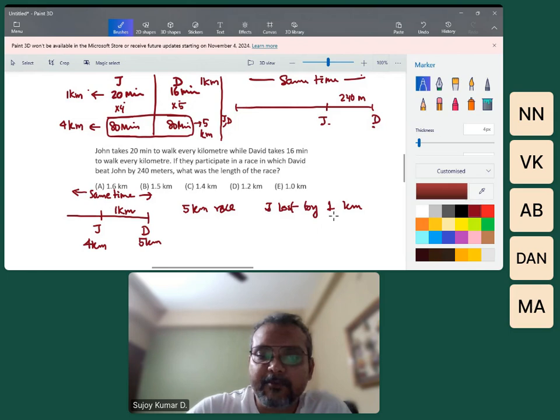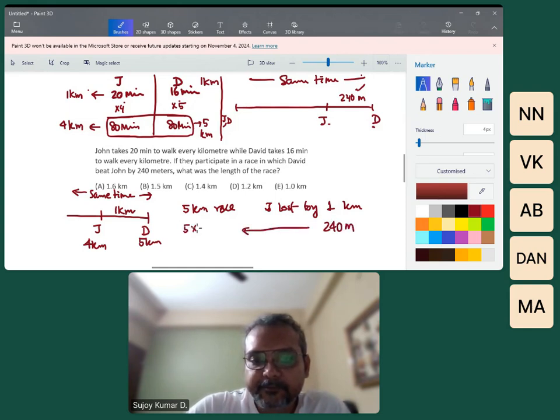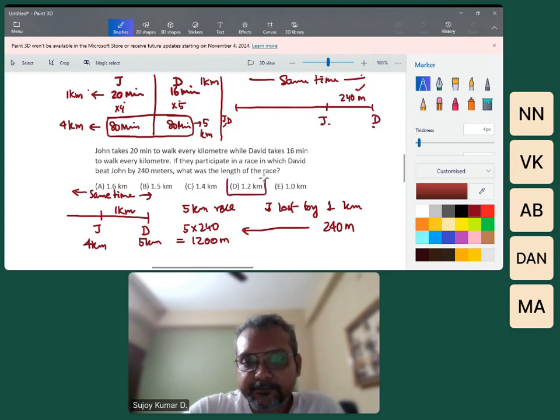Okay, J will lose by 1 kilometer in a 5-kilometer race. How much did he lose by here? 240 meters. So this should be how much? 1200 meters. So the answer is what? Is it okay?